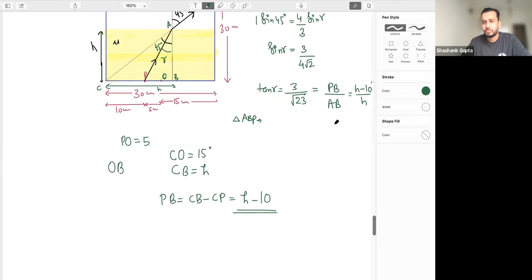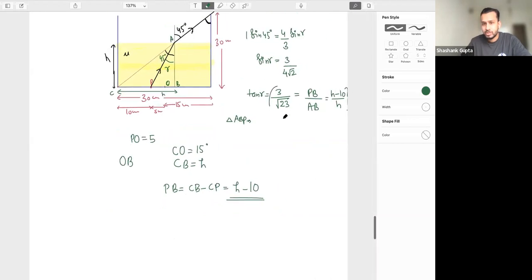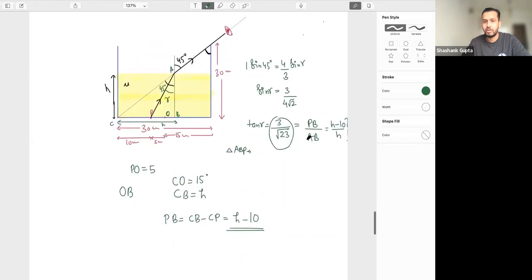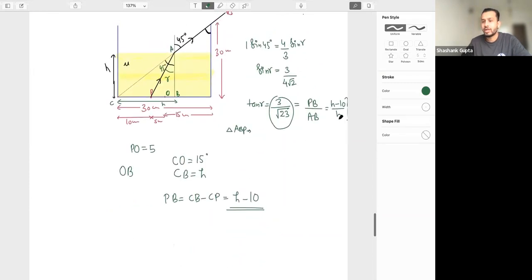Now we know this thing. Solve this. H minus 10 upon H. Can I say I would get the value of whatever? The value of H was to be found. So now we would be able to know the value of H. Just see the diagram carefully. I drew it pretty neatly, right? Yes, I can be your maths teacher.